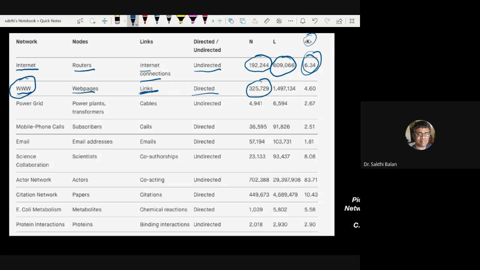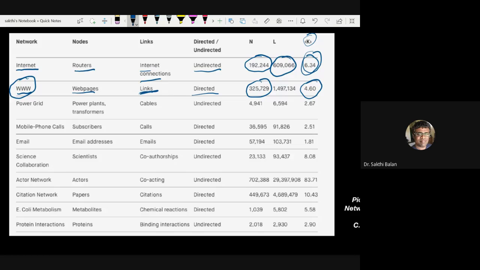So when I say www, it is www. When I'm considering the www network, I'm seeing that the average degree of this network is 4.60. The number of nodes might have increased, the number of links also might have increased, but the average degree might not change that much in any case. That is the beauty of looking at the average degree of the nodes.